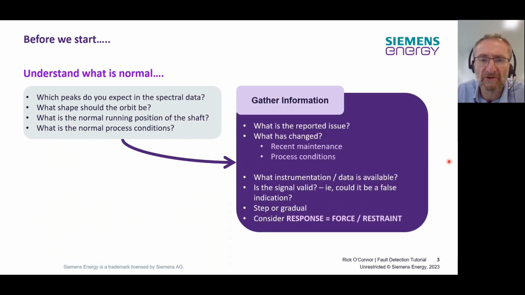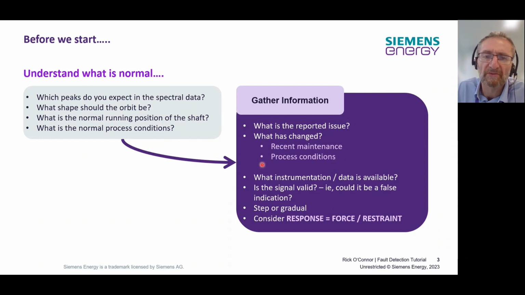So the first thing you should really try and do is gather information about what's going on. So what's the reported issue? Why have you been asked to go and look at this machine? What has changed? Has there been any recent maintenance? Have the process conditions changed? Are we running at a different load or a different flow rate, for example?